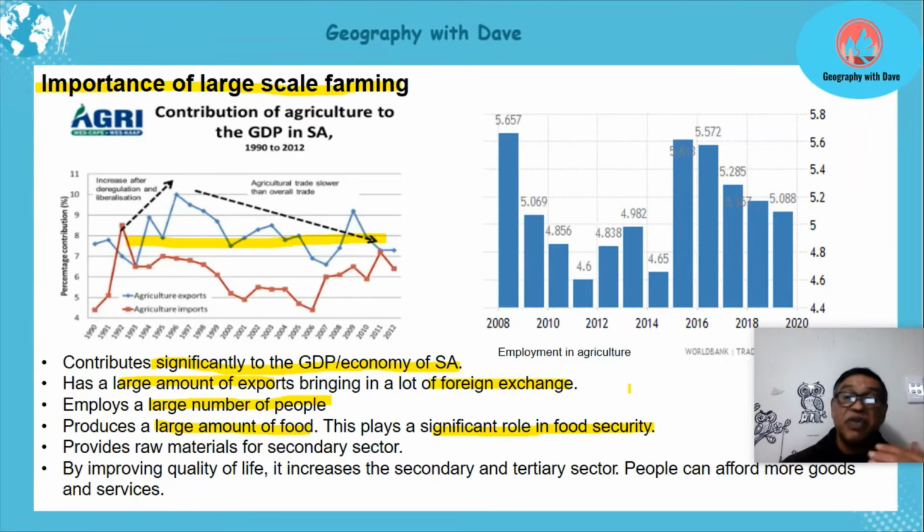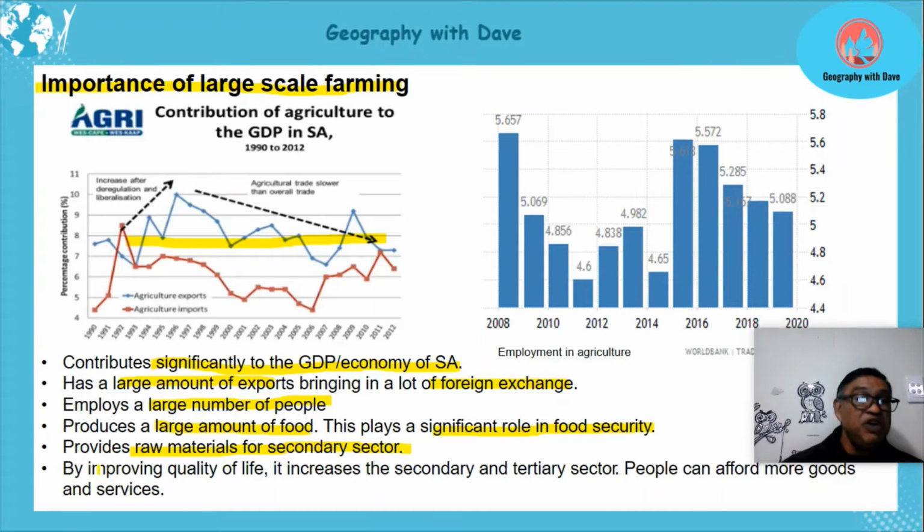In fact, in South Africa, as we've done in the previous sections, we produce more food than the people need. So food security plays a big role because of the amount of food that's available. It provides raw materials for the secondary sector. In previous lessons, we spoke about taking your maize and making cereals with it, so they can use it. So very important.